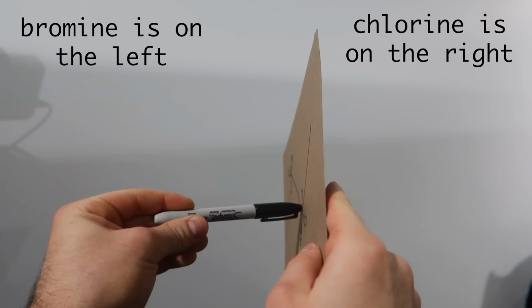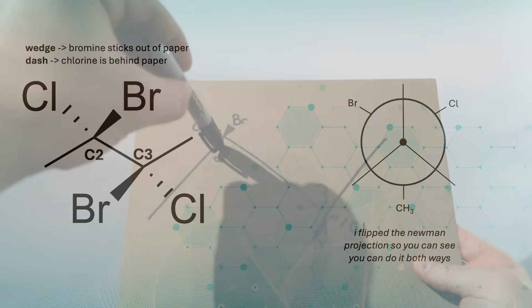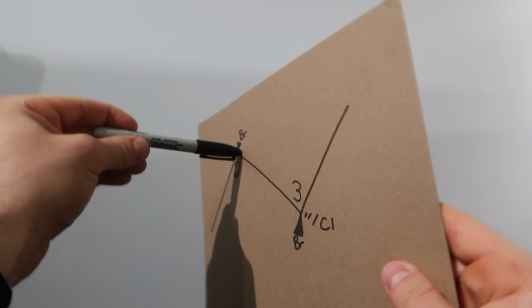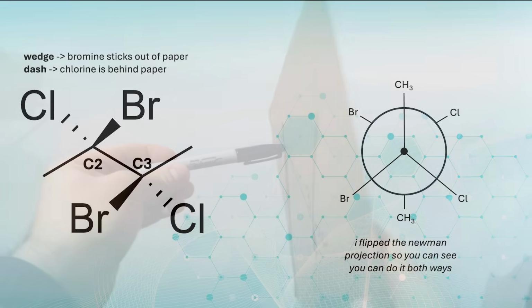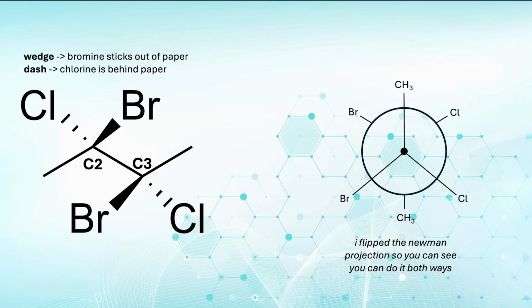The remaining methyl substituent faces up. On C2, bromine ends up on the left and chlorine appears on the right. The remaining methyl substituent ends up facing down. Notice that when we change the direction from which we look down the bond, the direction of the substituents changes.